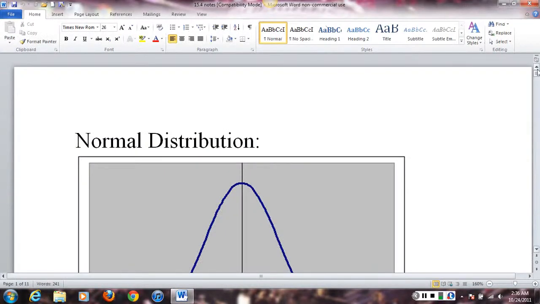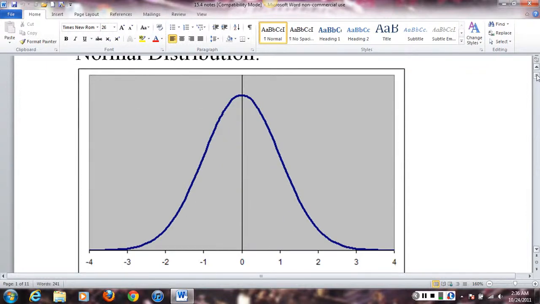So let's take a look at some examples of normal distribution. Of course, it's your standard bell curve. And this is the general normal distribution, where you have 0 in the middle, 1, 2, 3, 1, 2, 3 in each direction.